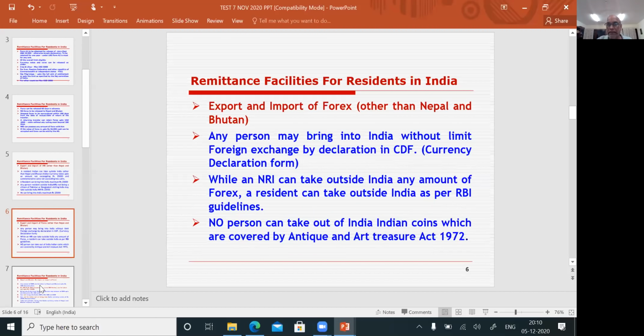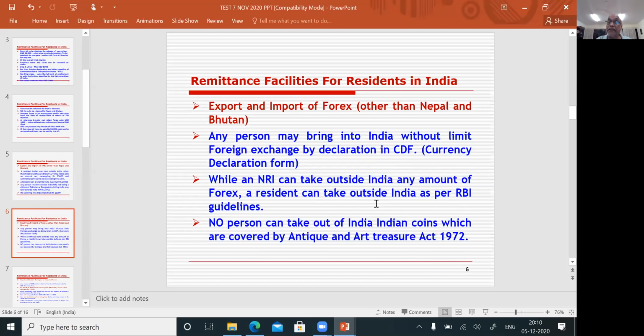Then this question, which you already saw: any person may bring into India, without limit, foreign exchange, with a declaration in the currency declaration form. So any amount of forex can be brought in, either by a resident or non-resident, but beyond a certain level it has to be entered in the currency declaration form. While an NRI can take any amount of forex outside India, a resident in India can take outside India only as much forex as prescribed by RBI.